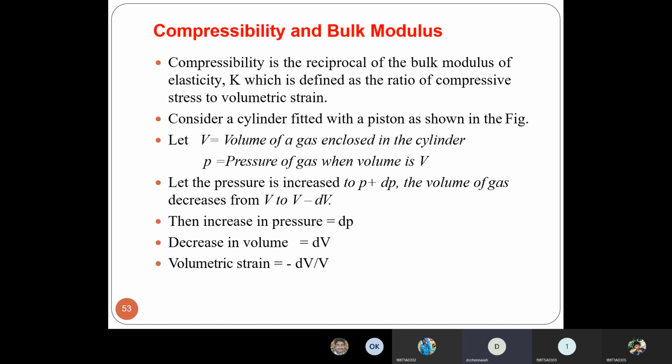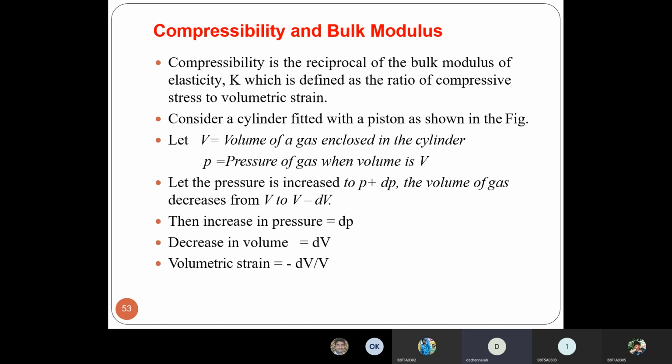Next, the decrease in volume. This is nothing but final value minus initial value. What is the final value? V minus dV, minus the initial value V. V and V get cancelled. So what is the remainder? Minus dV. The minus sign indicates the term decrease. Decrease in volume is equal to dV, or minus dV.